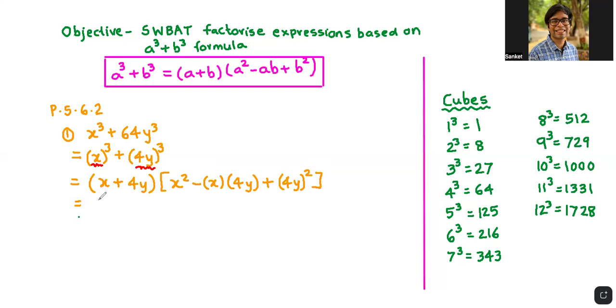I need one more step to simplify the second bracket. So I'll get x square minus 4xy plus, when I square this, it will become 16y square. So this is my final answer. I hope this is clear, and we can do one more question.